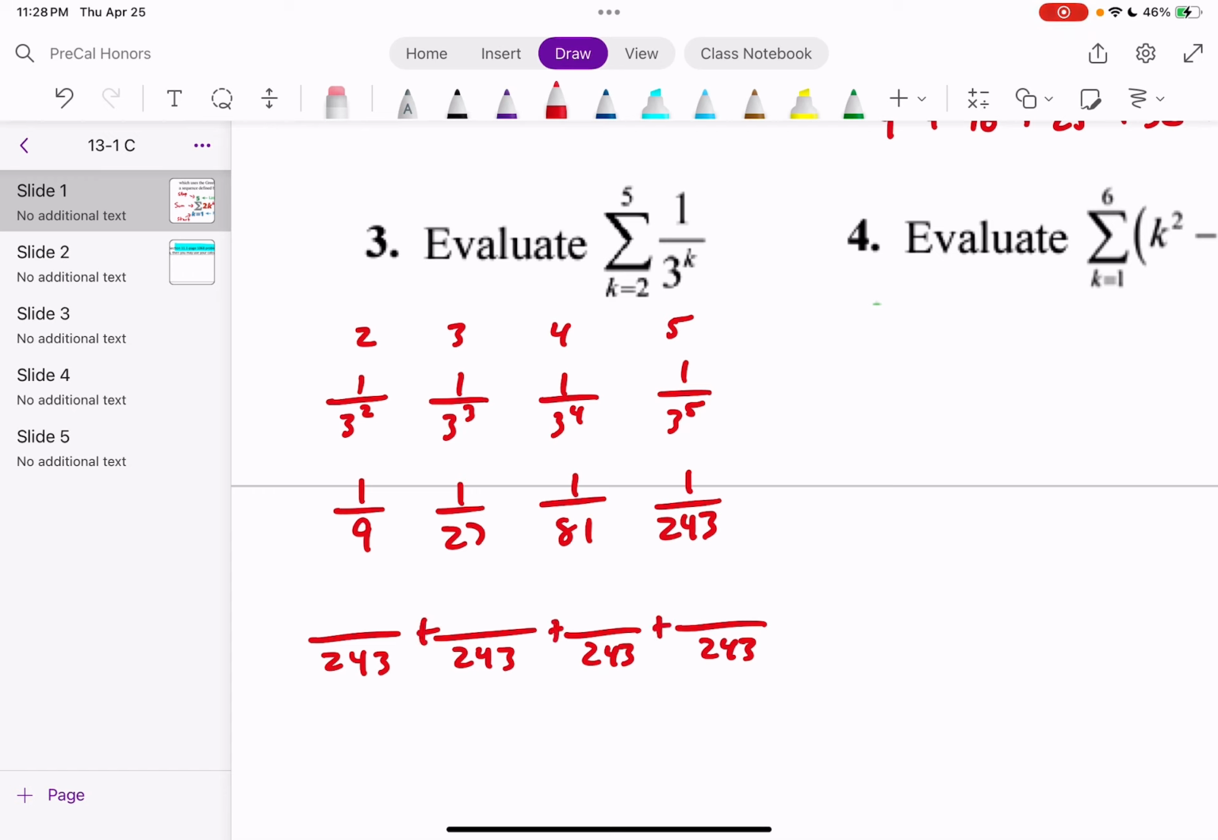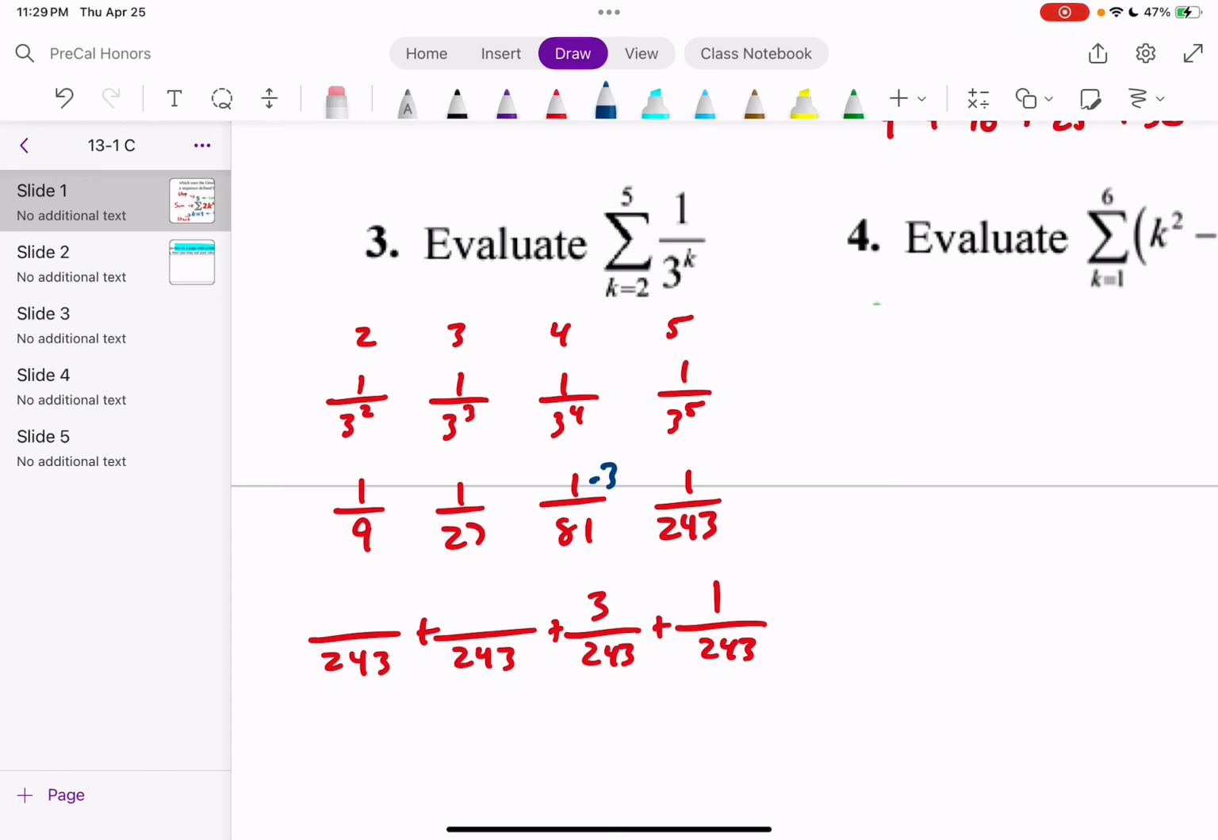And we're going to need to find a new numerator for each one of these fractions. We go ahead, we divide 243 by 243, which is going to give us 1. 1 times 1 is 1. 243 divided by 81 is 3. 3 times 1 is going to give us 3.